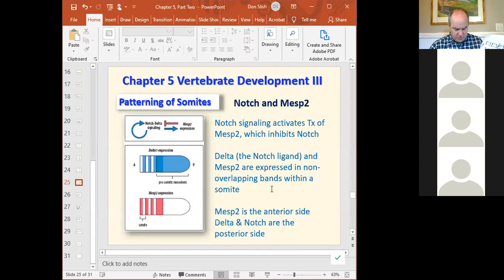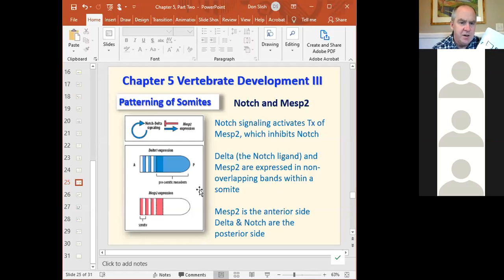Okay, so here we are. At the posterior side of the somite, you've got notch and delta being expressed. I think delta is over here and notch over there. If you remember, delta is the ligand for the notch receptor. So you've got delta on one side and notch on the other, and that's what makes them separate, like between somites. Up here at the other side of it, you've got this MSP. So one side of the somite is expressing notch, the other side is MSP.